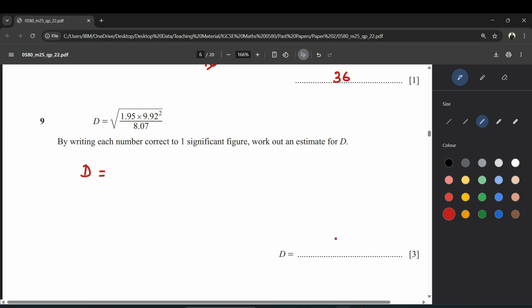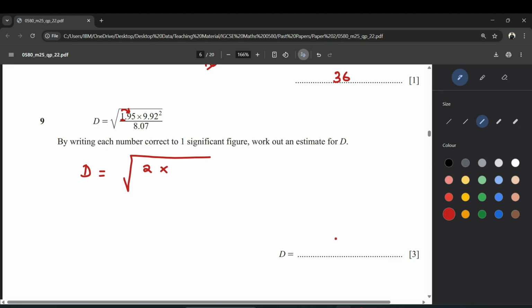Okay. So here, what we can do is write every value to one SF, and then we work out the square and the square root. So 1.95, if it is telling me to work it out to one SF, then in 1.95, 1 is going to be the first SF, right? So I'm going to check the next digit, which is 9. Since this is greater than 5, 1 will be added over here, and this becomes 2.